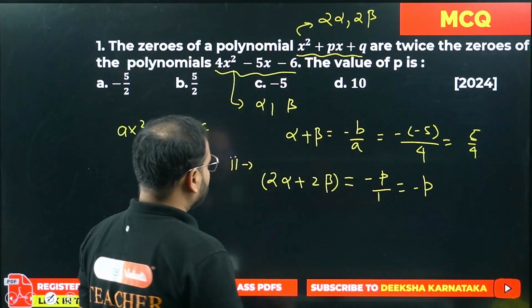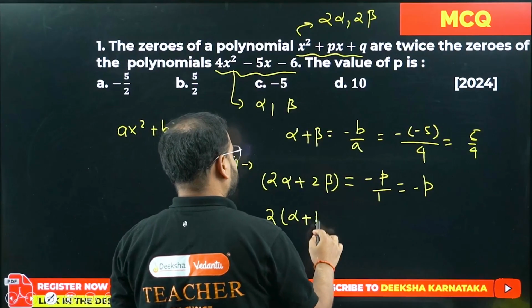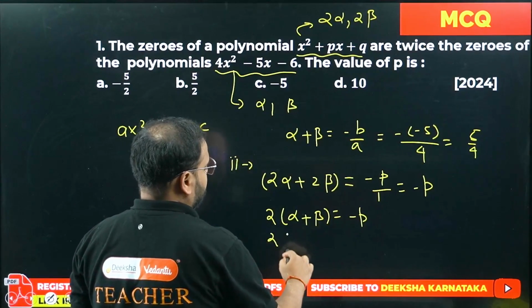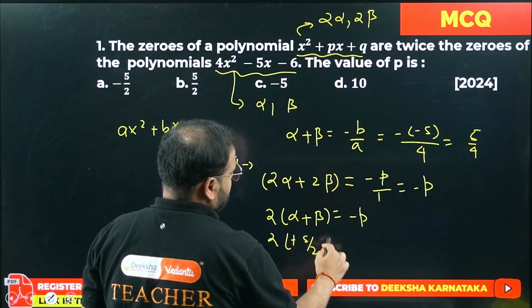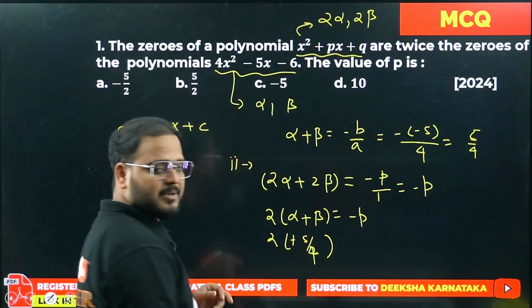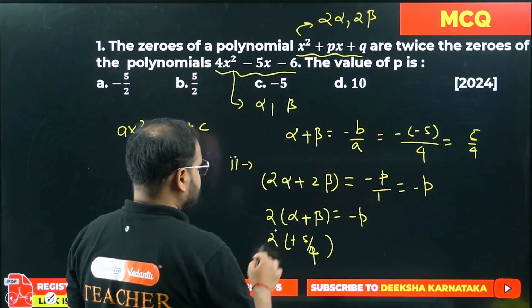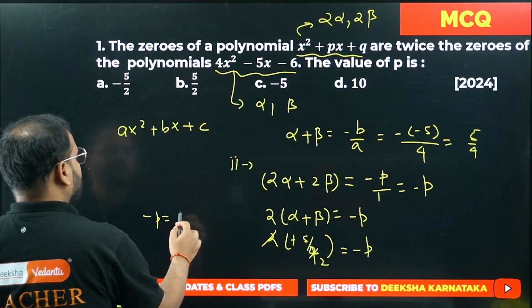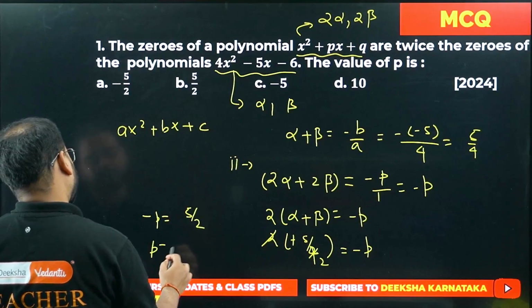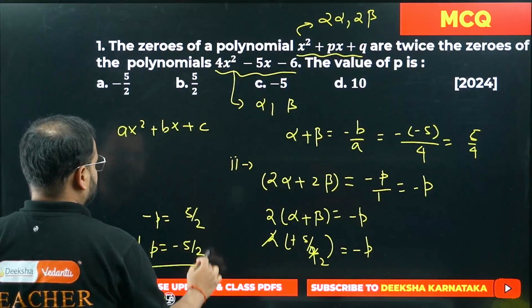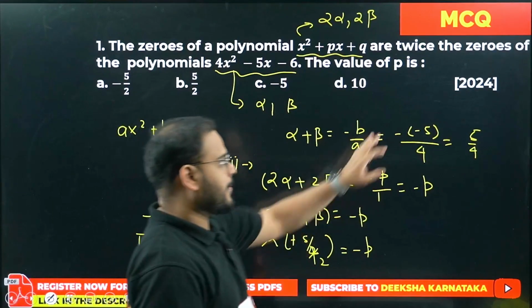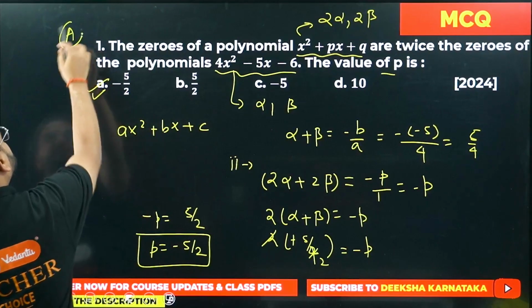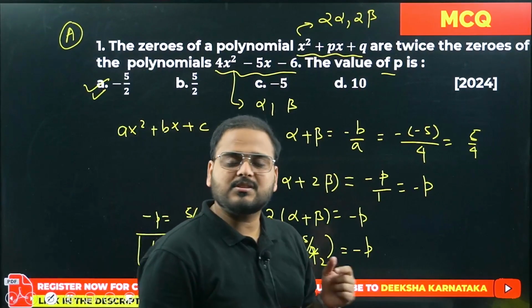Please take 2 common over here. Put this value, plus 5 by 4, right? Now cancel this. So if minus p is equal to 5 by 2, then p equals minus 5 by 2. They are asking us the value of p. The answer is A. Simple problem, very simple concept. What is the concept? Sum of the zeros.